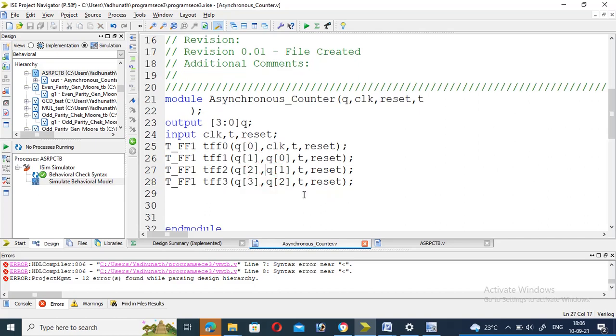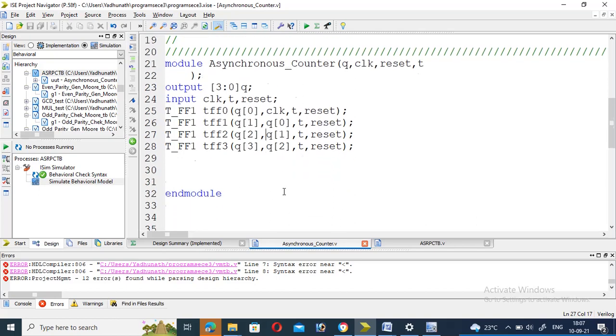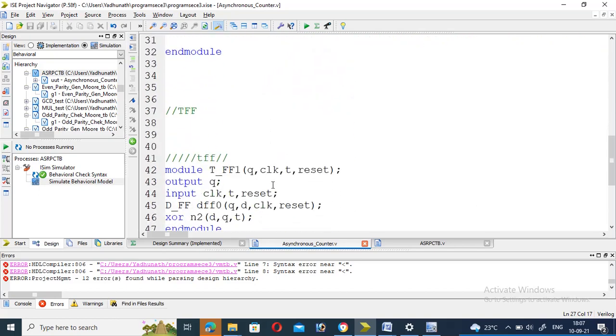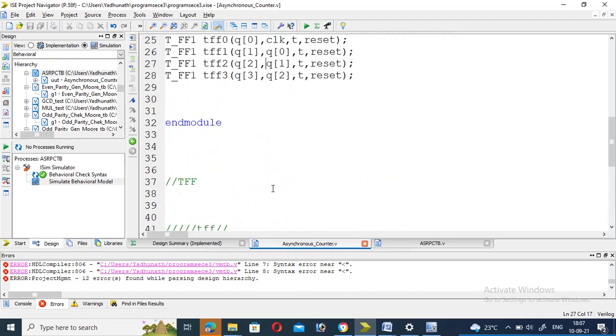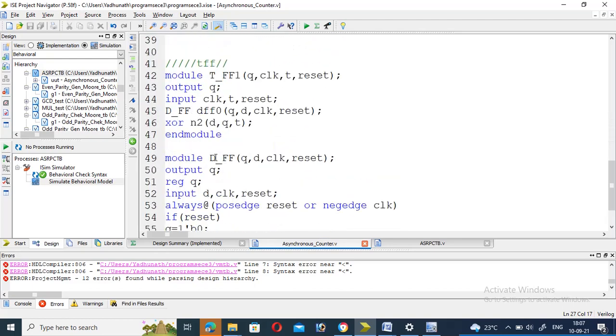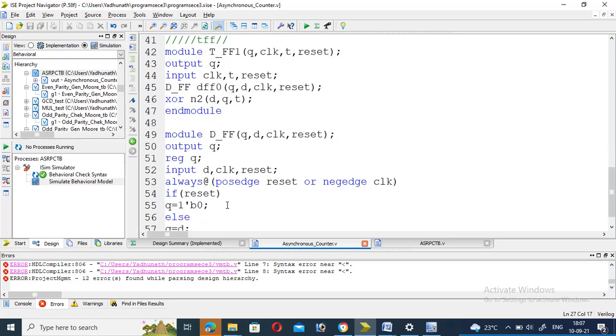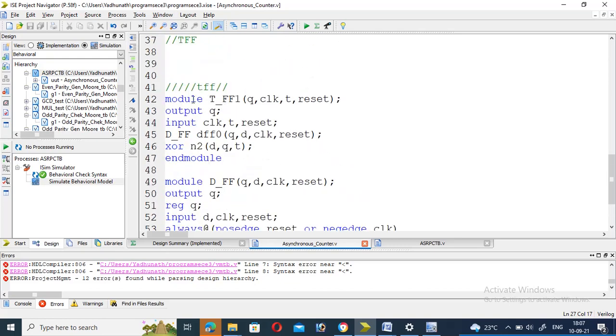So this is a very simple Verilog code, guys, for the asynchronous counter. If you know the basic concept of the asynchronous counter, definitely you can write a very simple code in terms of the structural model for the corresponding one, based on the corresponding language. So if you are using the TFF1, obviously you have to specify the corresponding code for that also, then only it will be executed, right? So let us see the T flip flop: TFF is the name, Q, clock, T, reset.